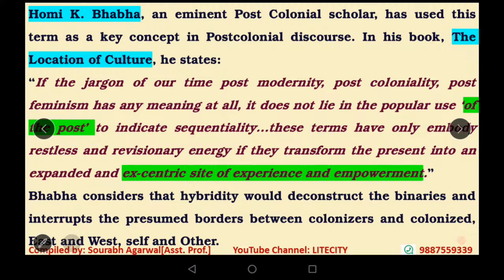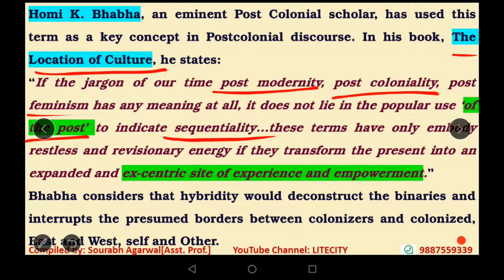Later, Homi Bhabha, who is an eminent post-colonial scholar, used this term as a key concept in post-colonial discourse. In his book, The Location of Culture, he states, if the jargon of our time, post-modernity, post-coloniality, post-feminism, has any meaning at all, it doesn't lie in the popular use of the post, which only indicates sequentiality, means post, after. But he says no, these terms have only embodied restless and revisionary energy. These terms will have meaning only if they transform the present into an expanded, eccentric site of experience and empowerment.